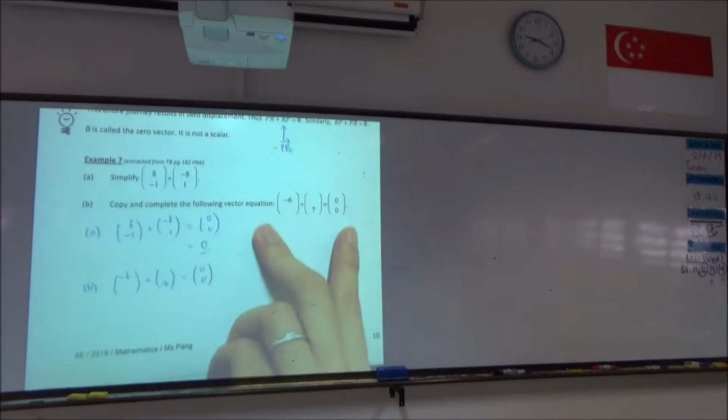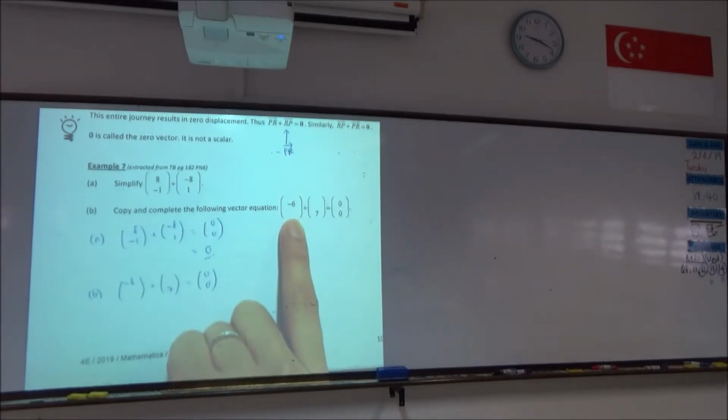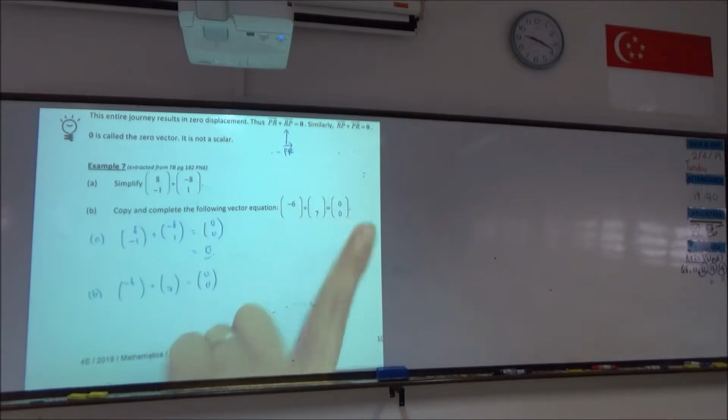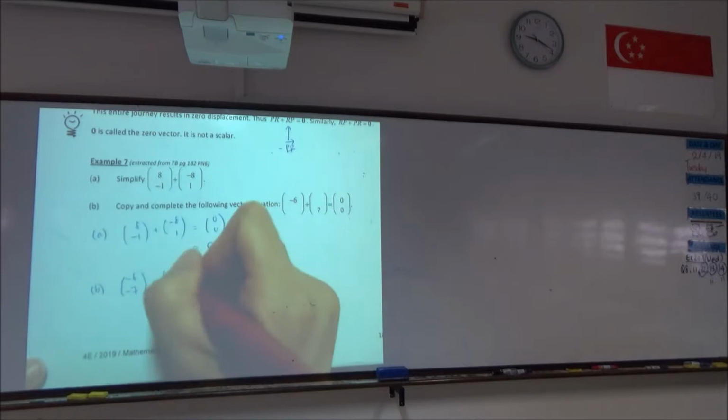This vector equation is given to you. What is the y component that should be here, such that it gives 0, negative 7? And this will be 6.